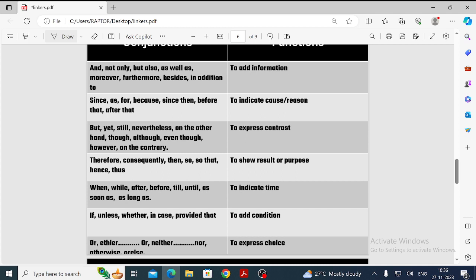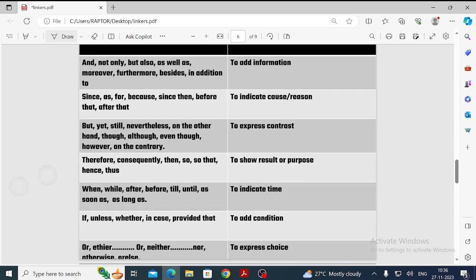And then to indicate causes, like reason, we will use words like since, as, for, because. And then contrast, that is very very important. Contrast means two different things. I worked well, I did not get the appreciation. I practiced well, I was not selected in the team. I performed well, I was not appreciated. So quite contrary things, there we have words like but, yet, still, nevertheless, on the other hand, that is the most important.